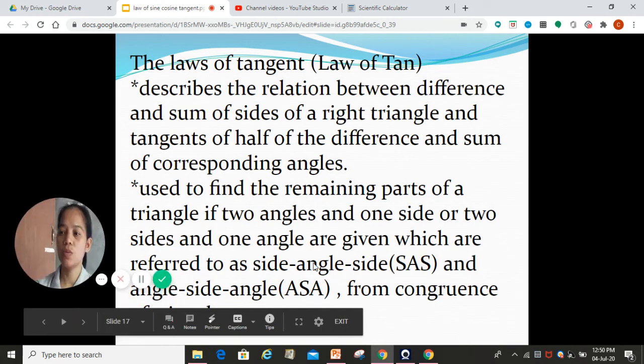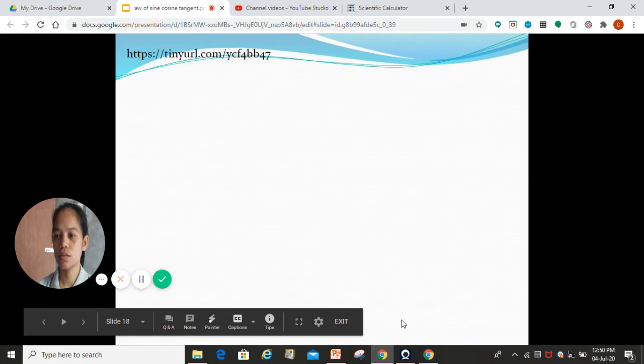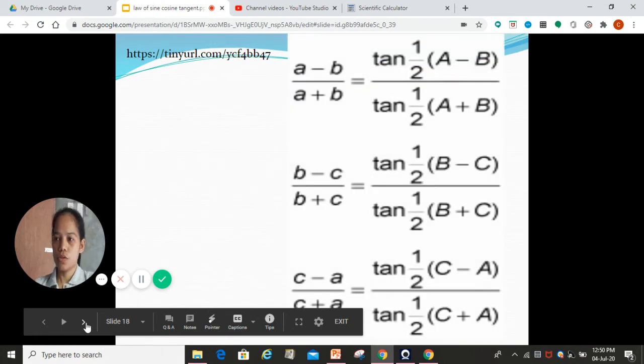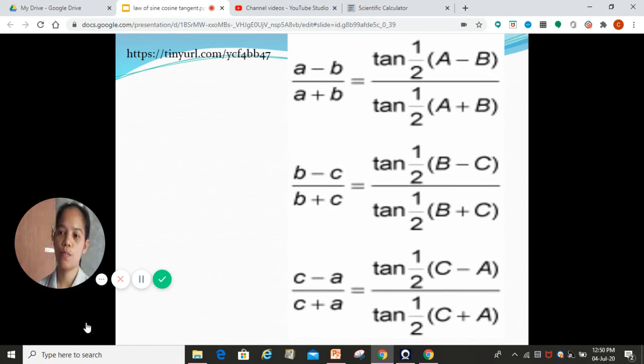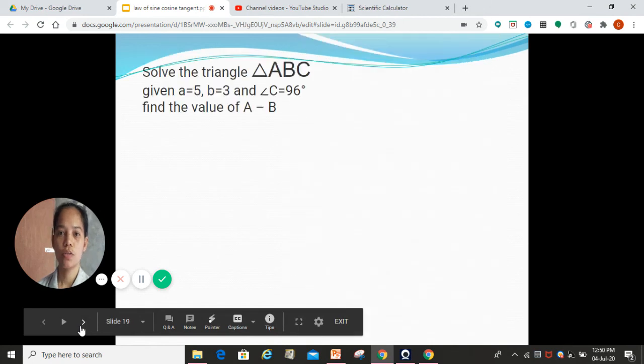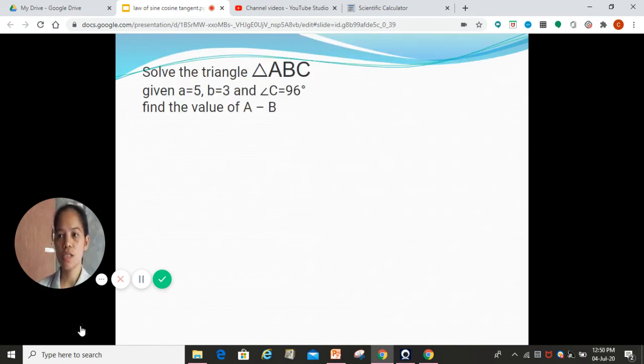We got this concept from the congruence relationship. So here, we are talking about the difference and sum of sides and the difference and sum of angles. Let's apply that with our triangle. Solve the triangle ABC, given a is 5, b is 3, and the measure of angle C is 96. Find the value of A minus B.